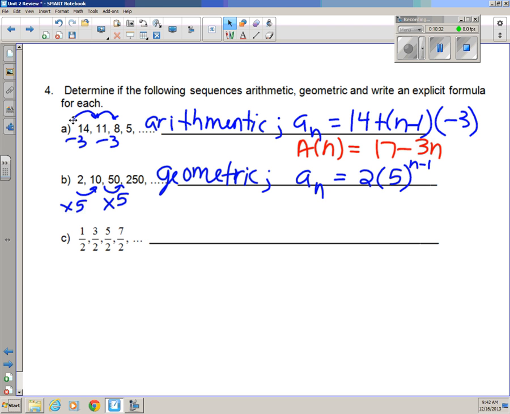So take a look at the next one. It's 0.5, 1.5, and then it becomes 2.5, 3.5. So what's happening here is essentially I'm just adding by 1 each time. Because 1/2 plus 1 is 3/2, and 3/2 plus 1, remember, 1 equals 2 halves. So you're adding by 2 halves each time, which is the same thing as just adding by 1. So this becomes arithmetic.